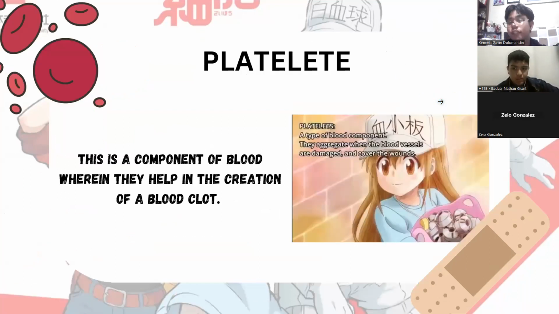Let us start off with the introduction of platelets. A platelet is a component of blood wherein they help in the creation of a blood clot. These are tiny disc-shaped cells that are found in the blood or spleen. Platelets are pieces of very large cells in the bone marrow called megakaryocytes. They help form blood clots or slow and stop bleeding, and these help wounds heal.